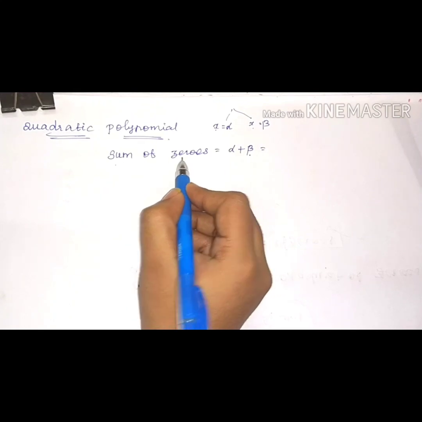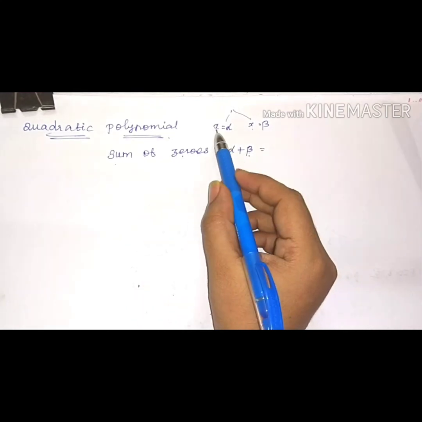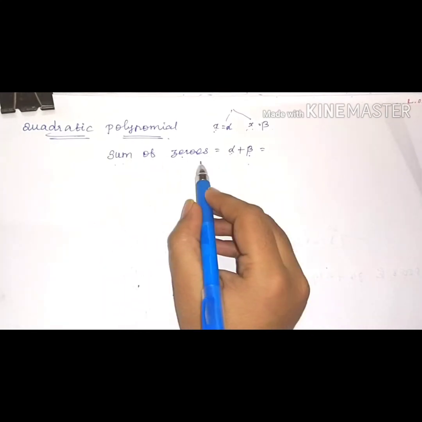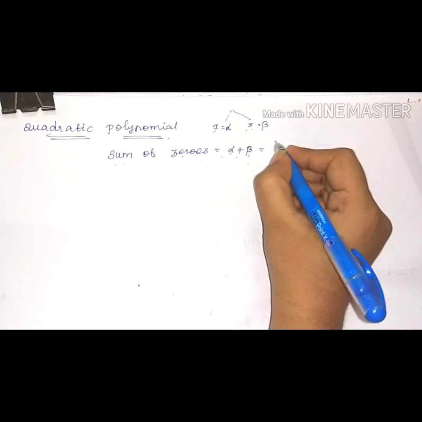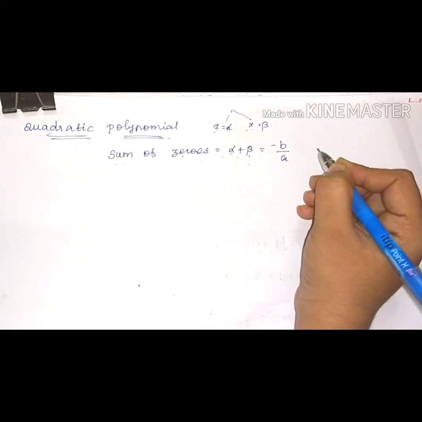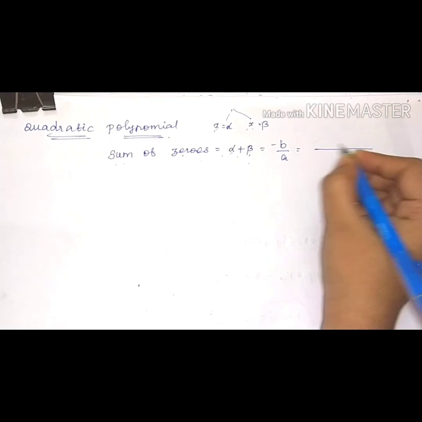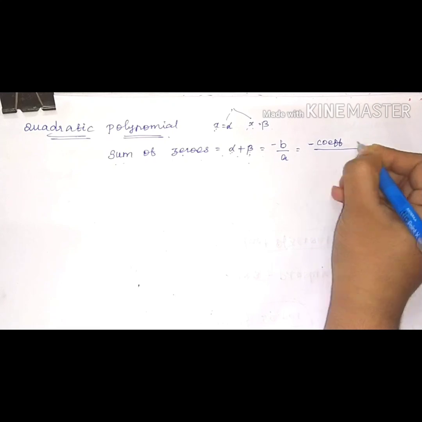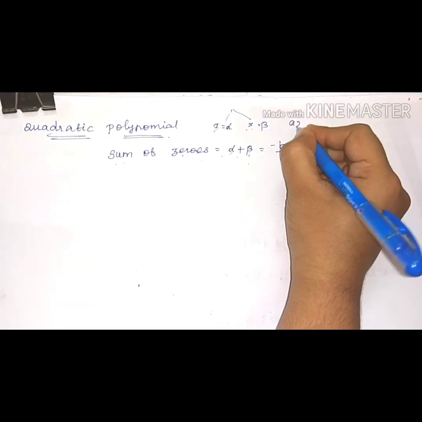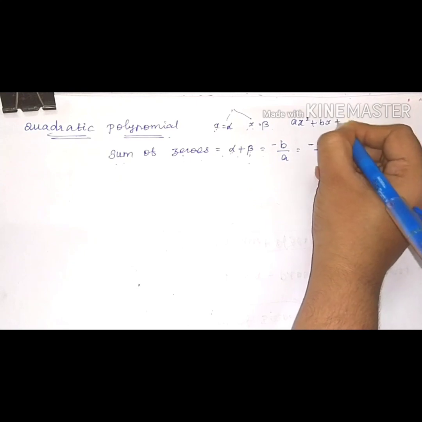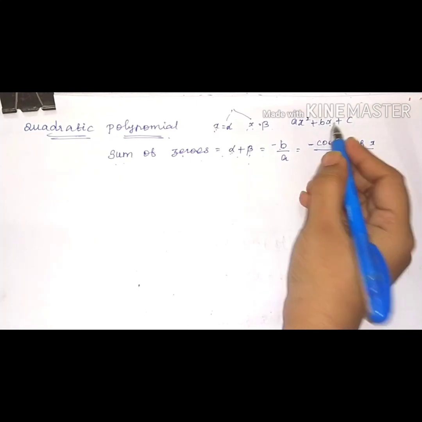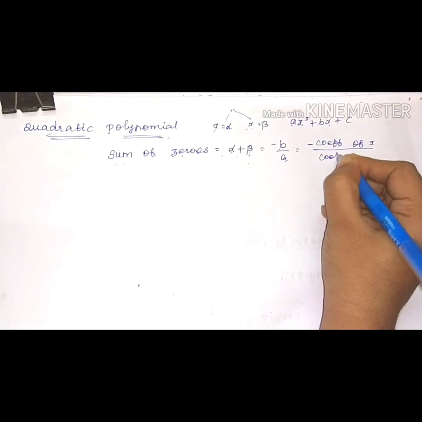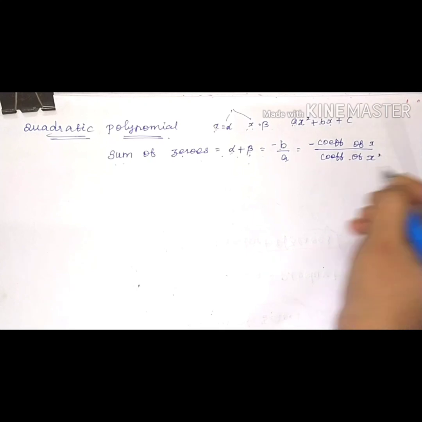So sum of zeros means the sum of the two zeros only I have written. One x value I consider alpha, another x value I consider beta. So sum of zeros equal to alpha plus beta. The formula coefficient is minus b by a. So in the denominator, a: b is the coefficient of x. Already you know the general form, ax square plus bx plus c. So b is the coefficient of x. What is meant by a? Coefficient of x square. So that is the sum of zeros formula.